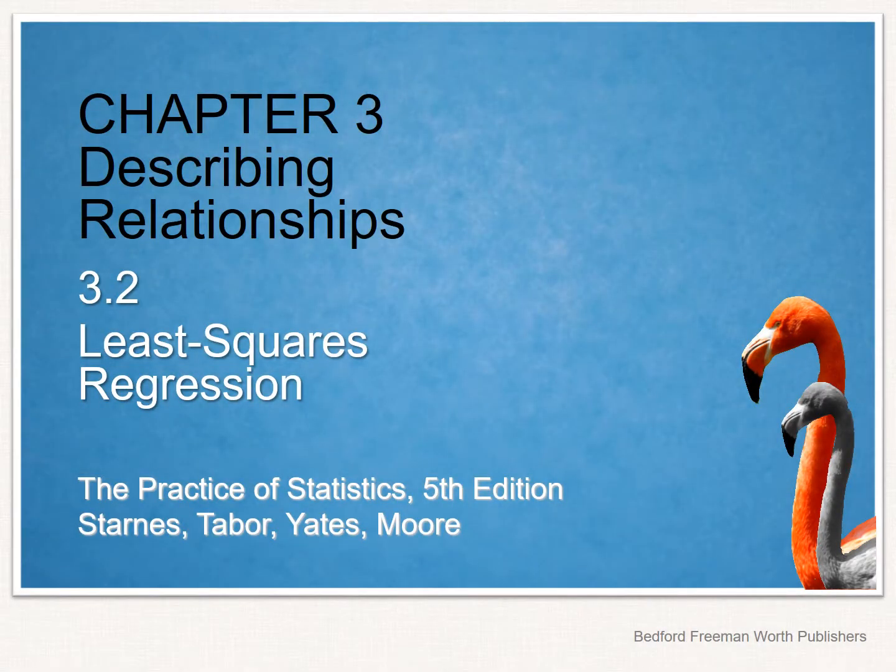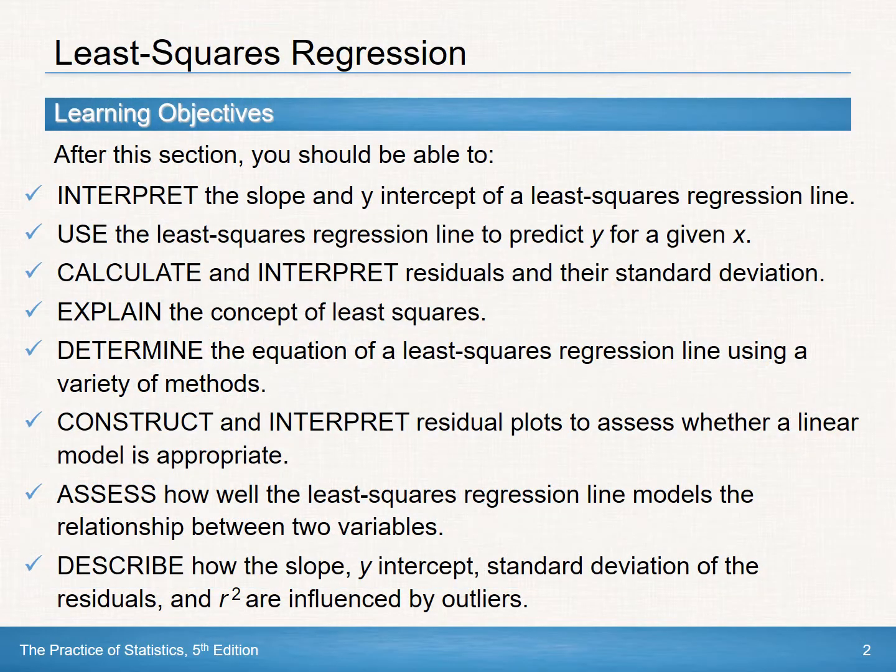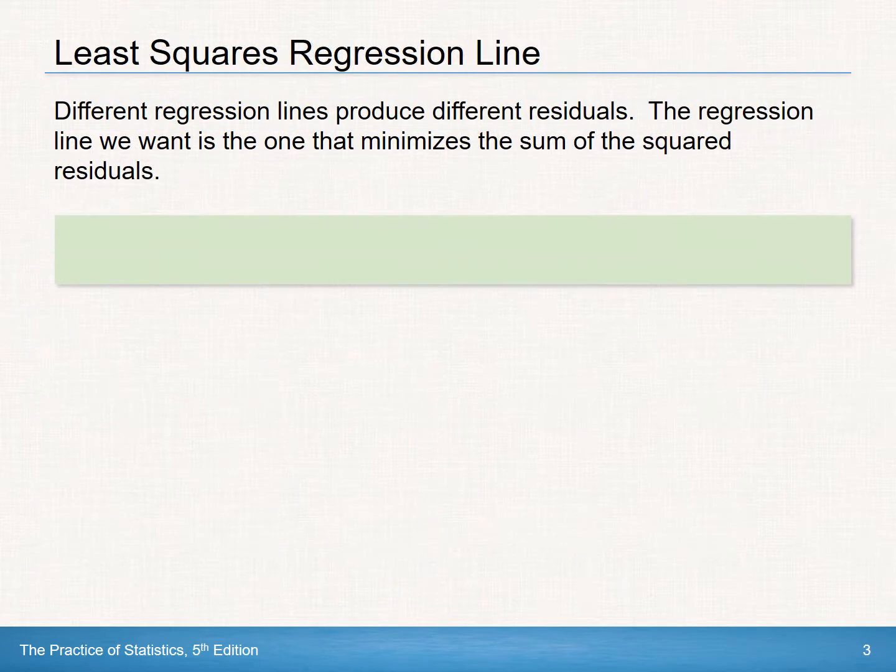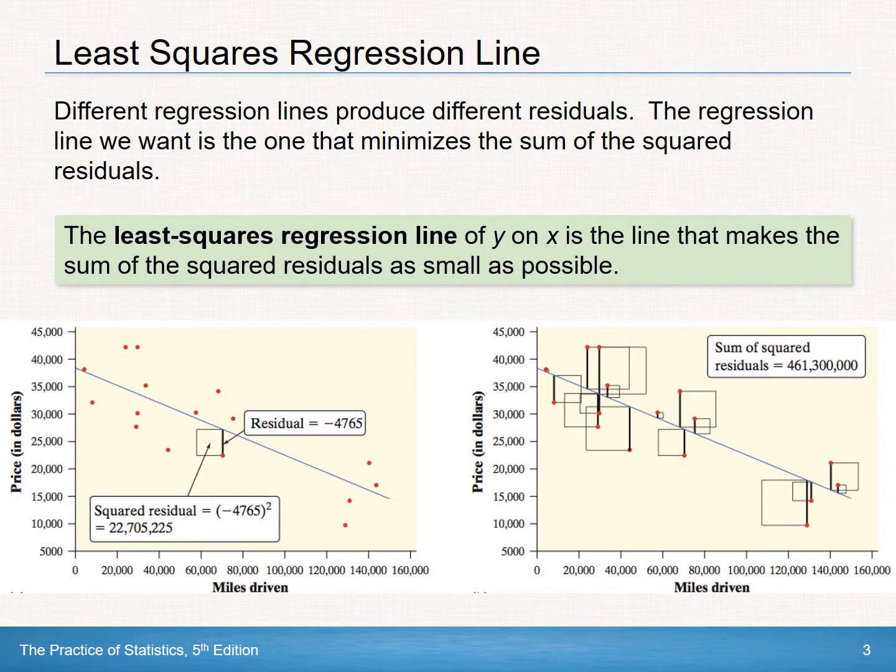In section 3.2b, we're going to be focusing on finding that regression line, and we're going to use a variety of different methods, and we're going to look at residual plots. So the least squares regression line. Different regression lines produce different residuals. The regression line we want is the one that minimizes the sum of the squared residuals. That's why it's called the least squares regression line.